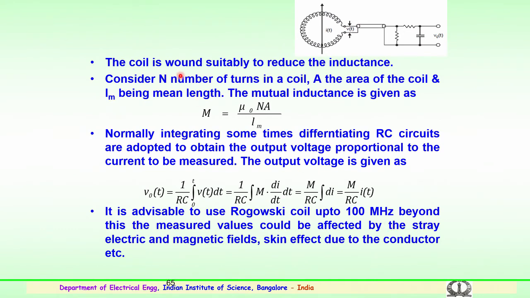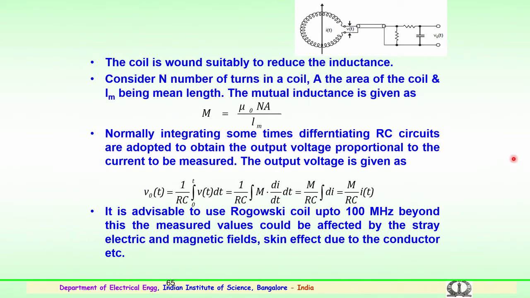So, the coil is suitably wound basically to reduce the inductance. Here, one layer starts in one direction and the alternate layer is intentionally wound in the reverse direction, so as to make it a non-inductive type of arrangement. Consider n number of turns in a coil, A being the area of the coil and lm being the mean length. The mutual inductance is given by M equal to mu naught into NA by lm.